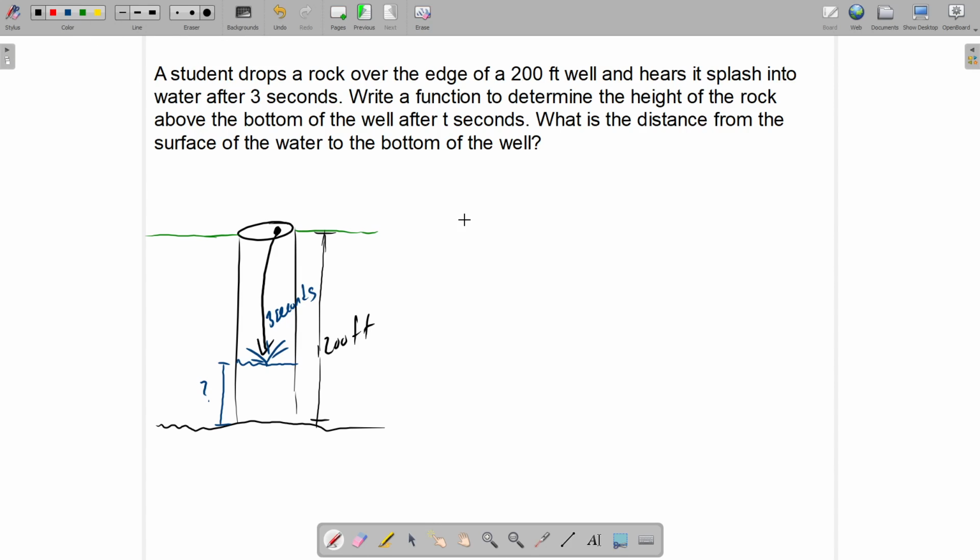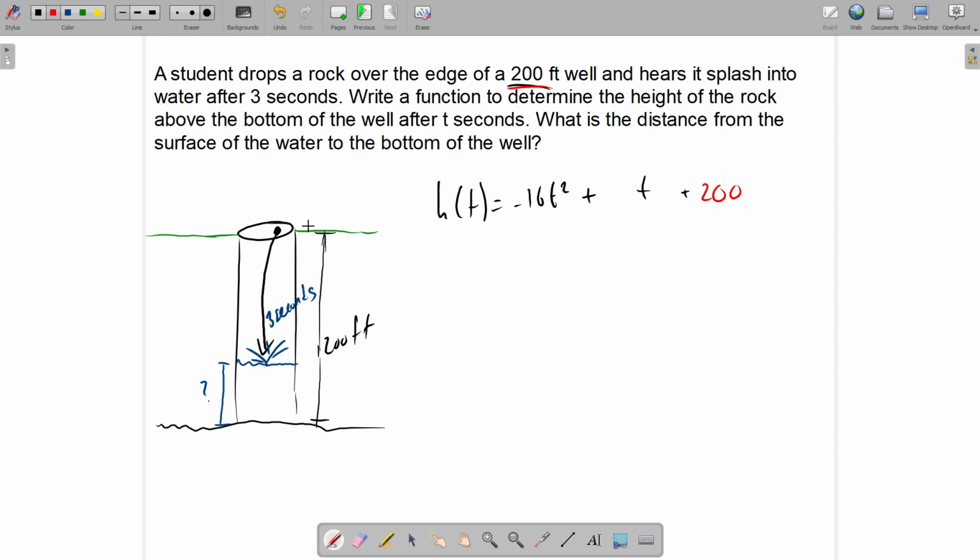Okay, so let's come up with our vertical motion model. We have h of t is equal to -16 t squared plus some initial velocity times t plus our initial height. So our initial height is this 200 feet that the well is. The well is 200 feet high. That's how high up the rock is when it gets dropped. That is our initial height.